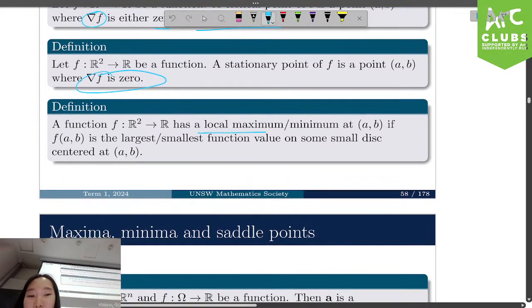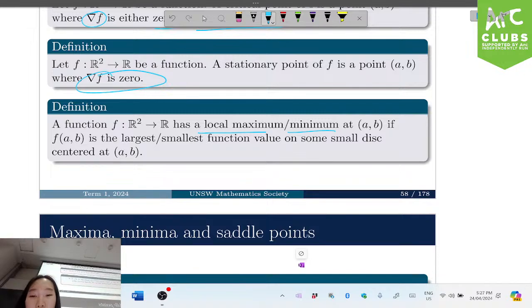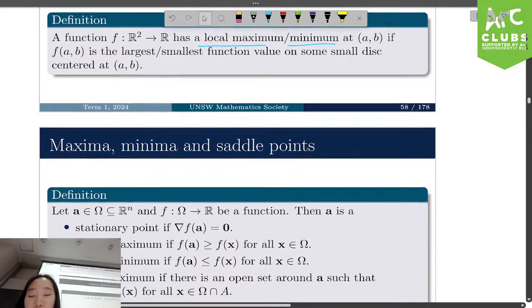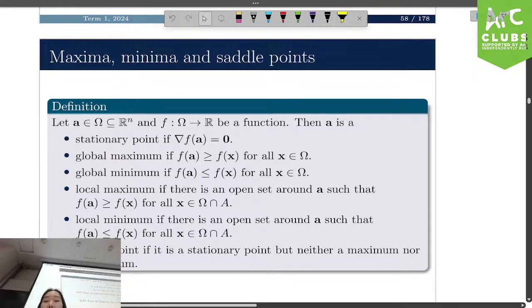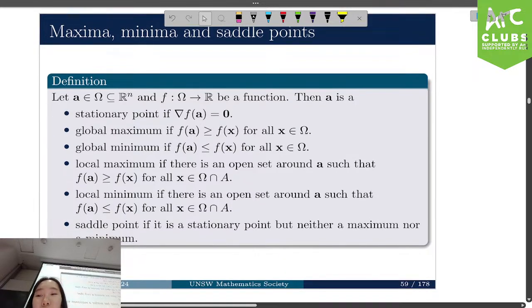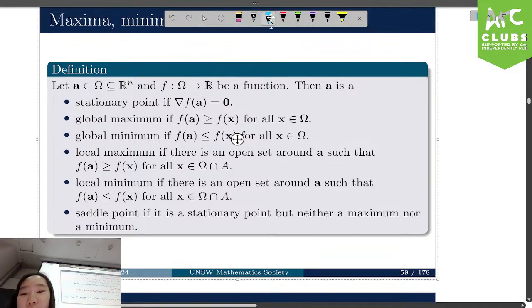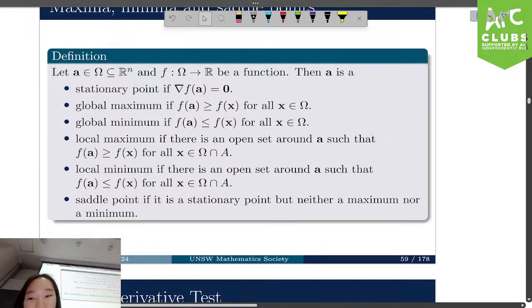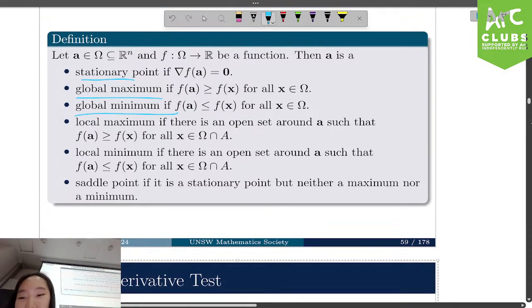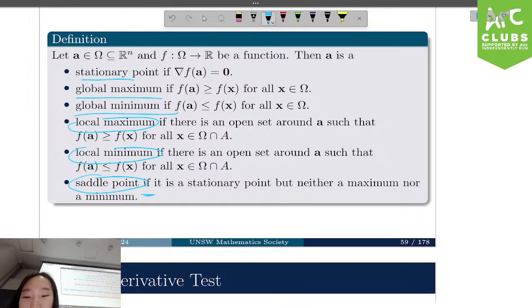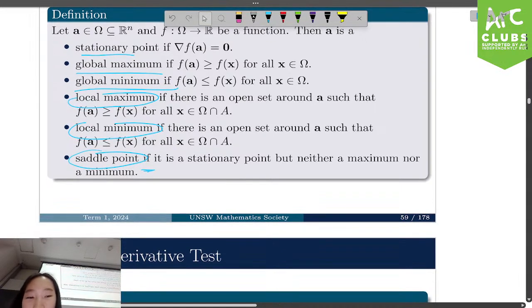All right, we have the local maximum and minimum, which are the largest and smallest function values. Maxima, minima, and the saddle points. So a stationary point is where ∇f is equal to 0, and we have global maximum, global minimum, all of these. Quickly run through it. And our local maximum, local minimum, and our saddle point. The saddle point here is very special. Okay, so it's neither a maximum nor a minimum.